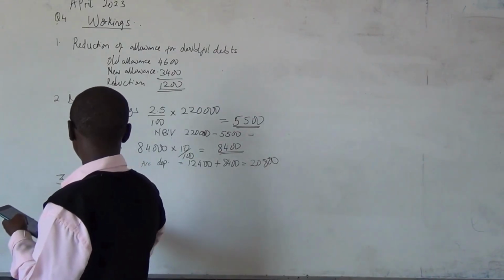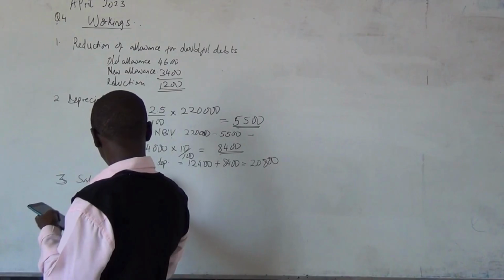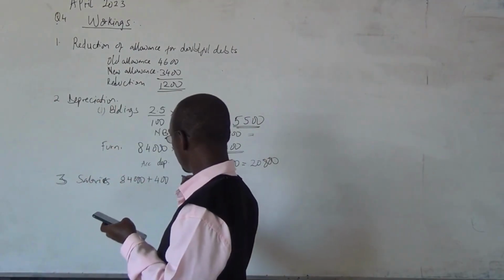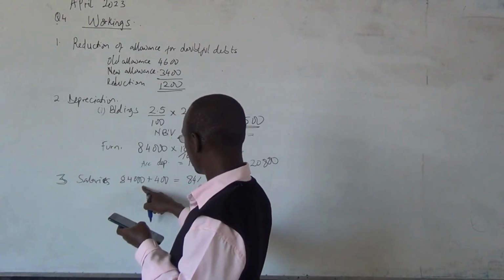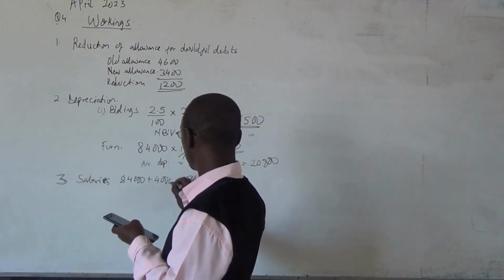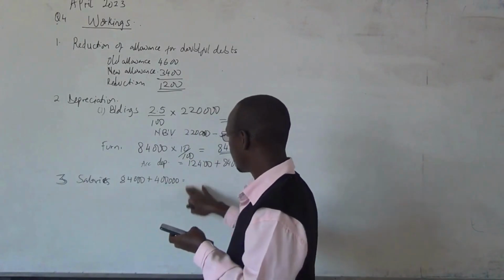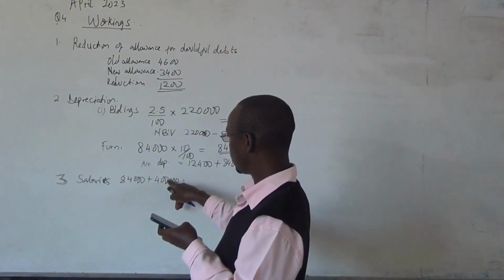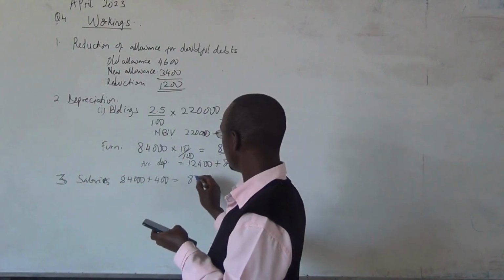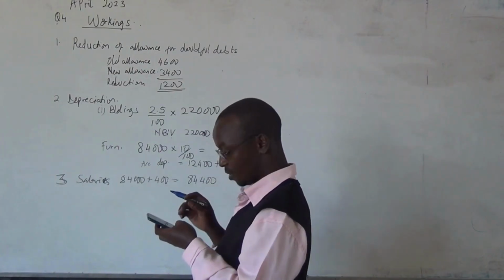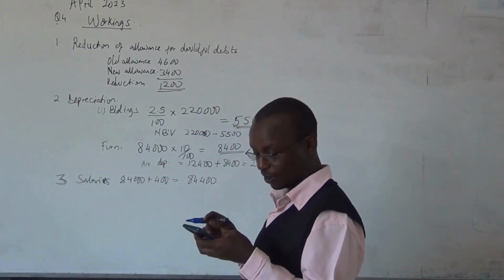Then another working: accrued salaries. You have salaries in the trial balance, 84,000. You add accrued 400. This is the trial balance figure, and it should be like this. We reduce this to 3 zeros so that you get 84,400. That is where you mess up. Then we have what else?